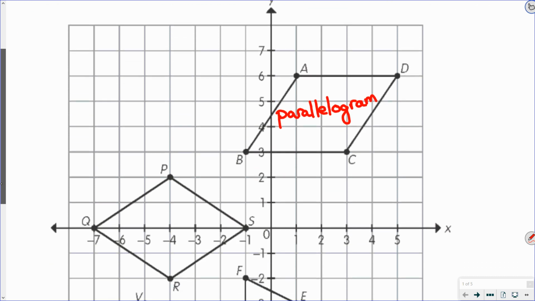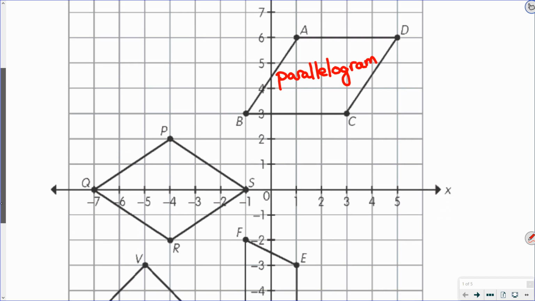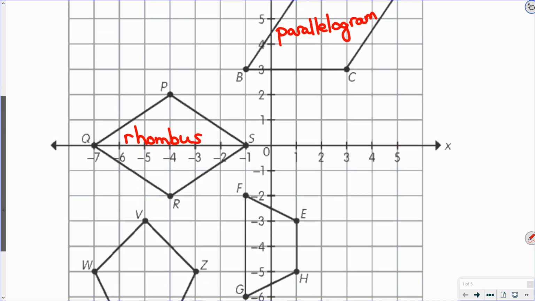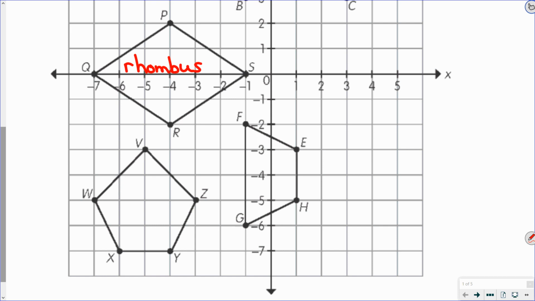Scroll down here and look at our next figure. P, Q, R, and S. Once again, it has four sides. It has two sets of parallel sides, and it has four congruent sides. So this would be a rhombus. The third figure here, we have four sides once again, but we only have one set of parallel sides, which makes this a trapezoid.